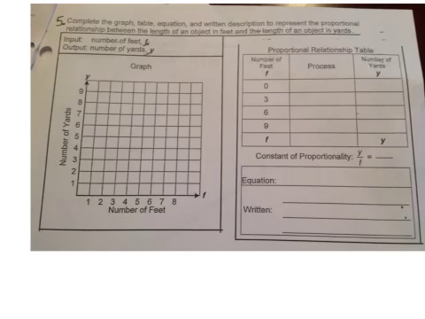Question number 5. This looks like what we just did in class yesterday. If you take a look at the directions at the very top, it says complete the graph, table, equation, and written description to represent the proportional relationship between the length of an object in feet and the length of the object in yards.